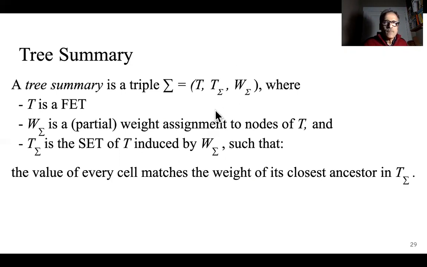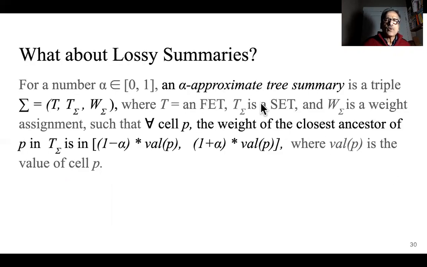Now, obviously, for this to work for us, there is an important property that we wanted to satisfy, which is that the value of every cell in the multidimensional data set, or equivalently every leaf value, should exactly match the value of its closest weighted ancestor in the summary embedded tree. Okay, so that's where the fact that it summarizes and the fact that there is some compression going on comes from.